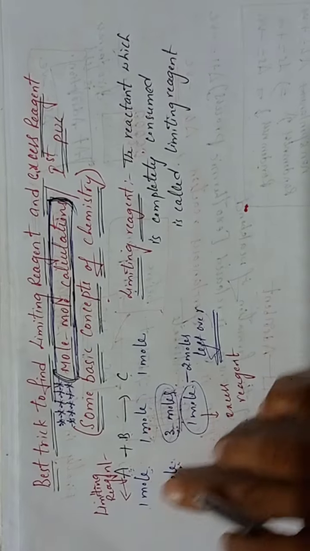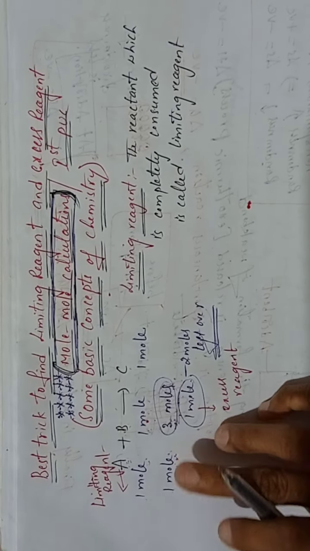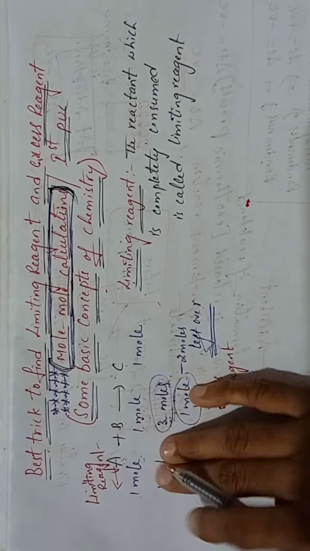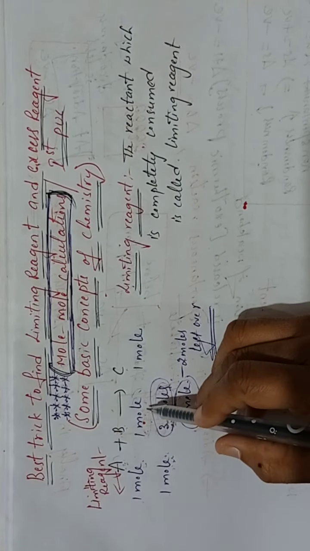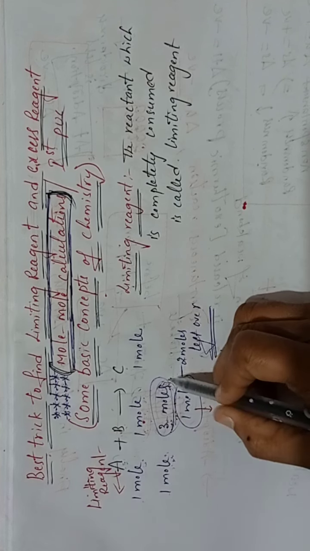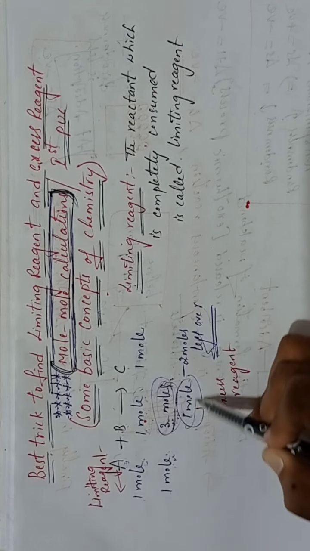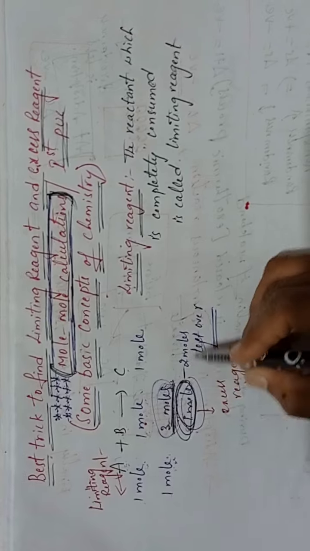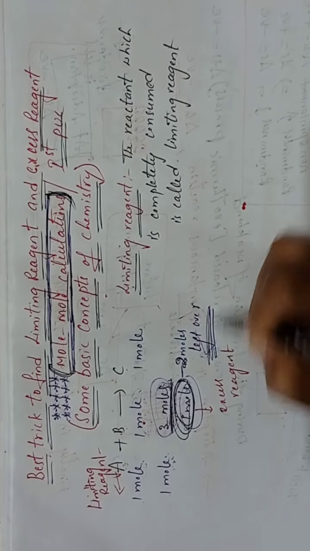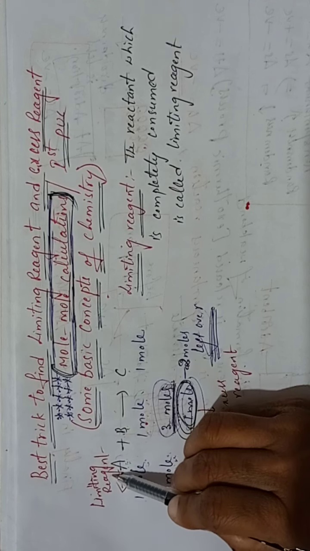Now, reactant A, here 1 mole, and here I am also taking 1 mole. So 1 mole is consumed. It is completely consumed. But B, here actually only 1 mole should be consumed, but here I am taking 3 moles, and only 1 mole is consumed. That means 1 mole of A combined with only 1 mole of B. Remaining 2 moles are in excess. That's why B is acting as the excess reagent, and A is acting as the limiting reagent.